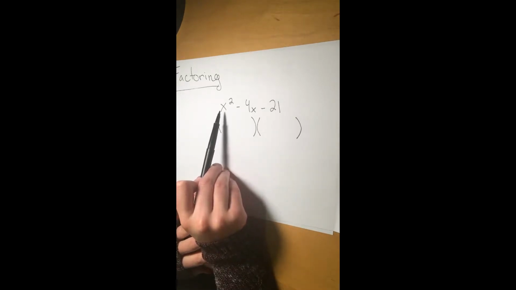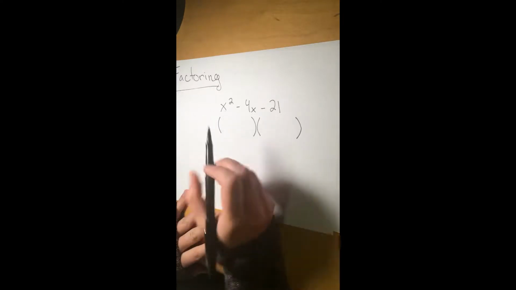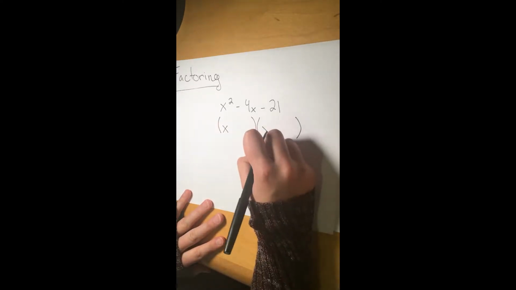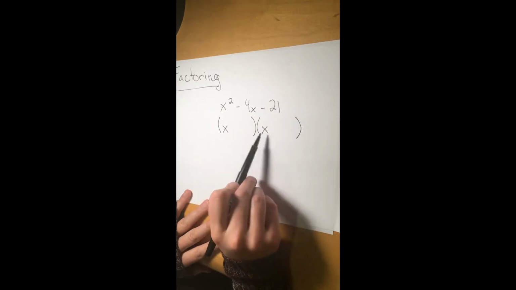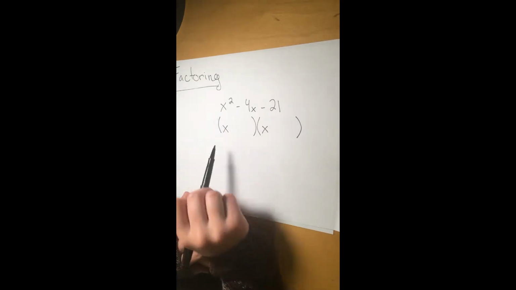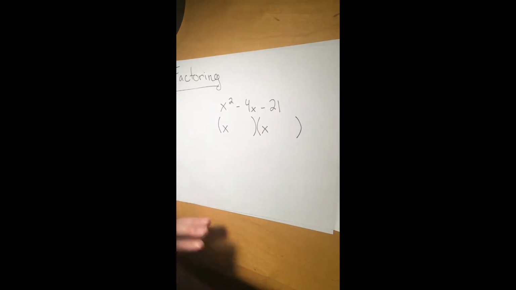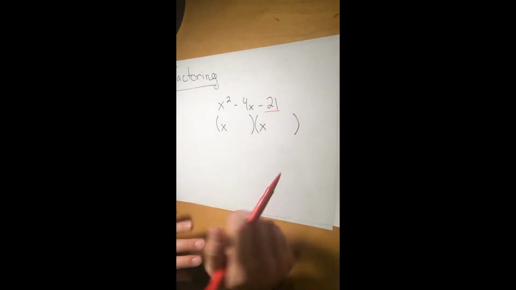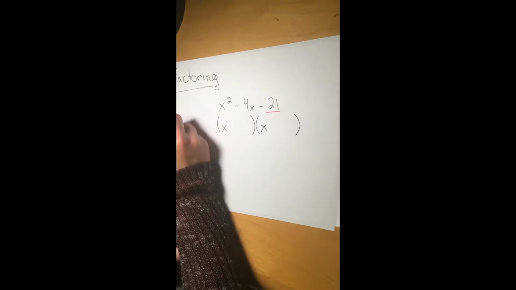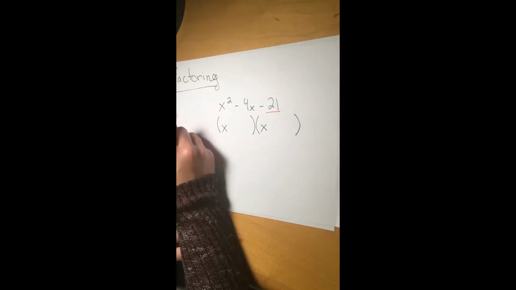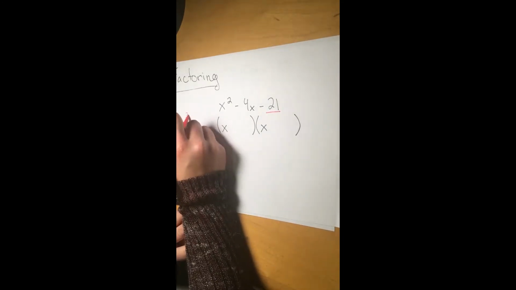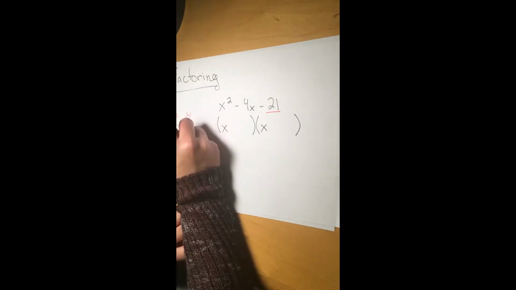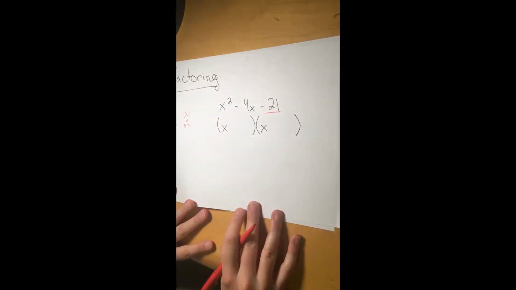The only thing that you're going to multiply by itself is an x. So we go x here and x here. X times x is x squared, so that's a nice simple start. Then we look at our last term and we see what could be multiplied to equal 21. It could be 1 and 21. It could be 3 times 7.